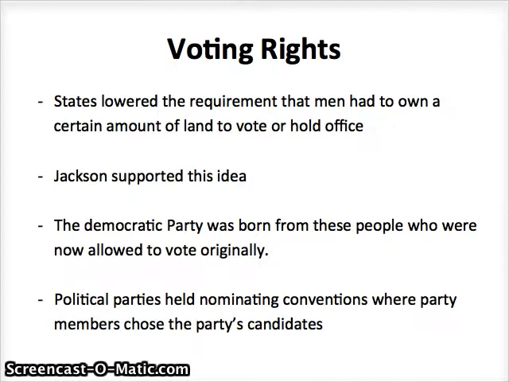States lowered or even eliminated the requirement that men had to own a certain amount of land to vote or hold office. All these new people got to vote, and because Jackson supported the idea of having people who didn't own land vote, many people began to follow him, and Jackson gained a lot of voters. His new followers began to call themselves the Democratic Party.